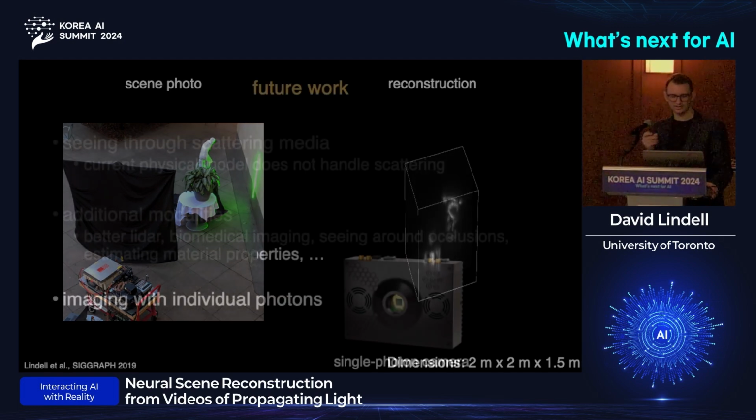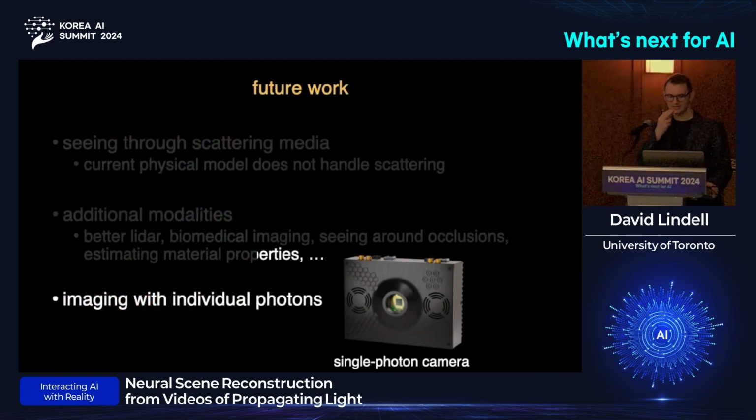And the last point I want to touch on is this idea of imaging with individual photons. The measurements that I showed you were captured with a device called a SPAD that timestamps incident photons individually. The videos that we captured required pretty long exposure times. But what if we could push this to use very short exposure times, and rather than using a single pixel sensor, use a sensor array?